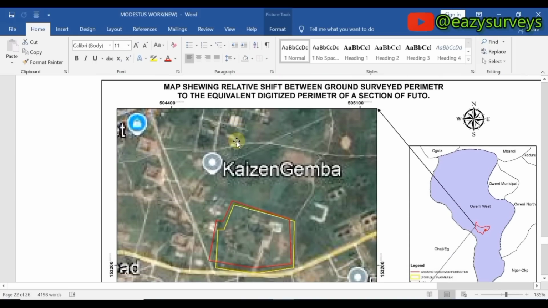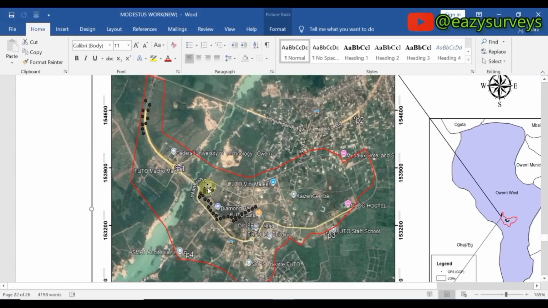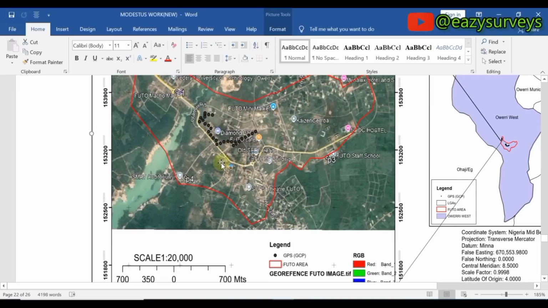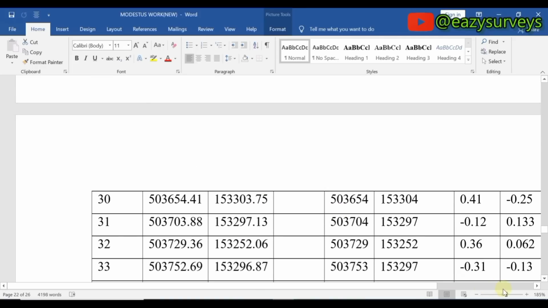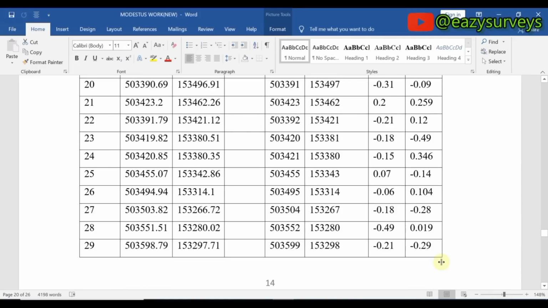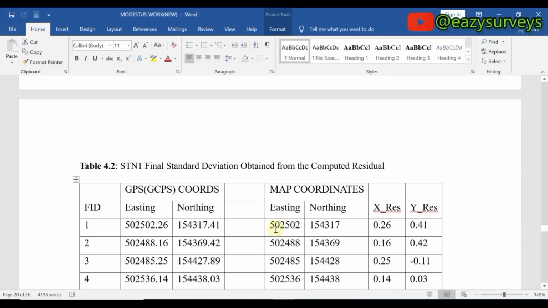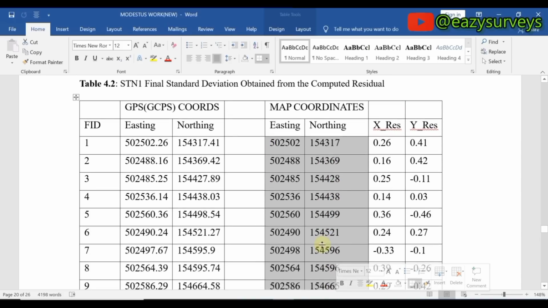Therefore I digitized the same features on the imagery, then extracted the features. So the extracted coordinate is what you see here as the map coordinates. These are the map coordinates of those same GCPs.